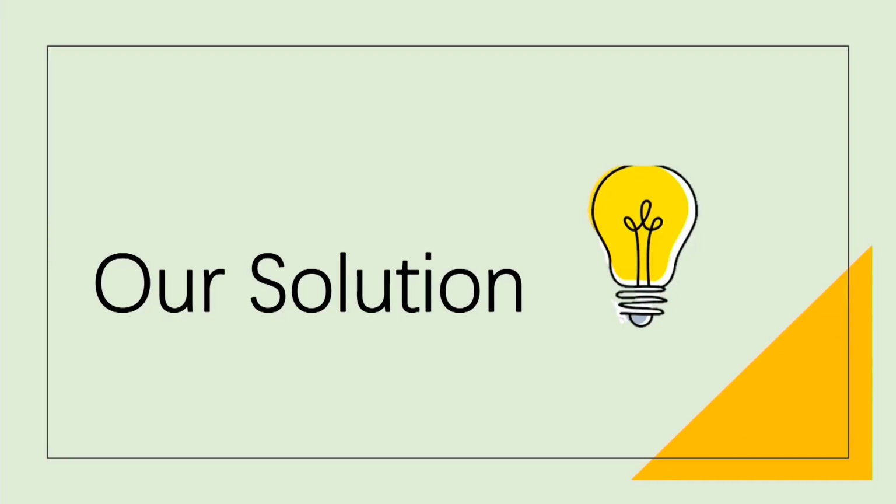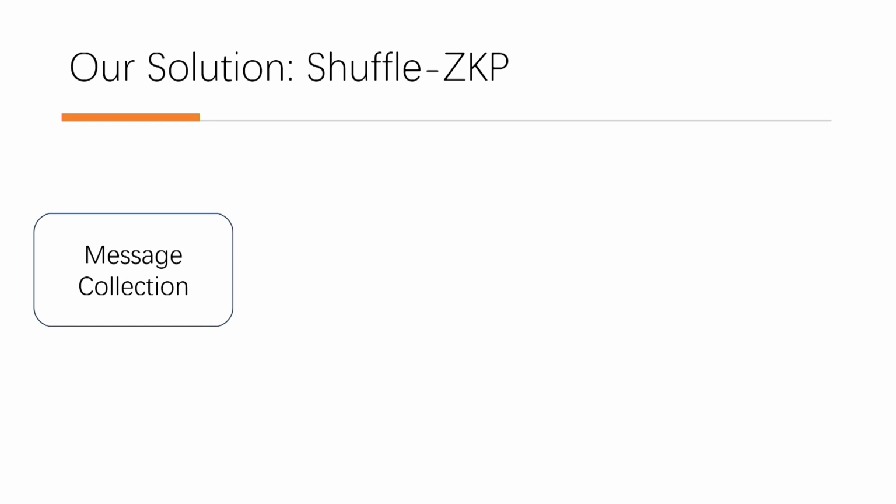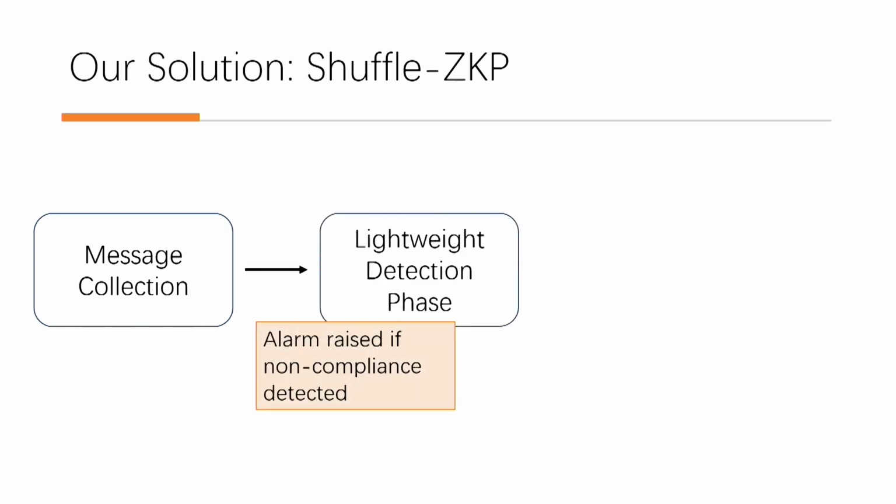Cool. And now let's talk about our solution. How do we do privacy-preserving compliance checking in these kinds of systems? Our solution is called Shuffle ZKP. It consists of 3 phases. The first phase is the abstract message collection phase, which is common in all kinds of anonymous systems. The second phase is a lightweight detection phase. The lightweight detection phase will raise an alarm if any non-compliance is detected.